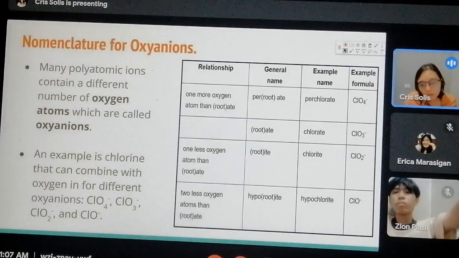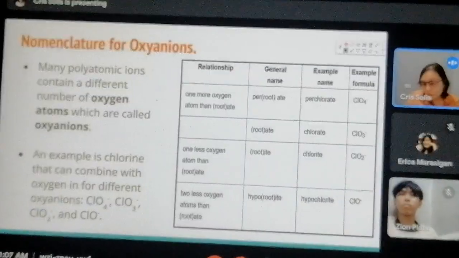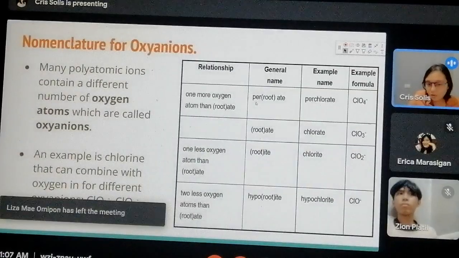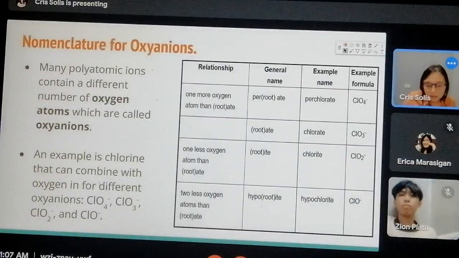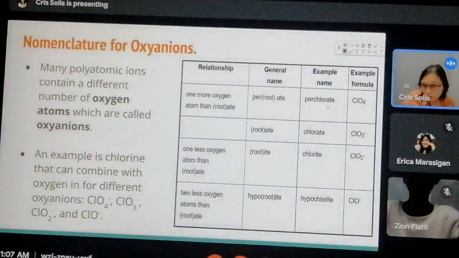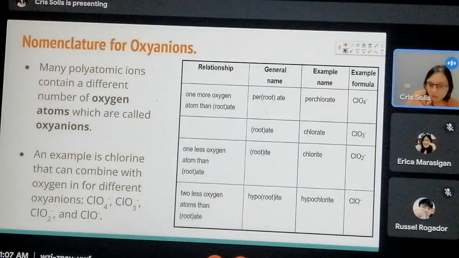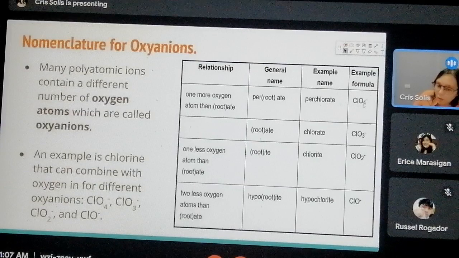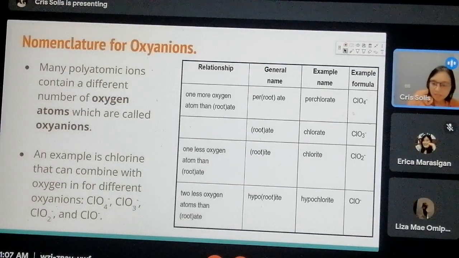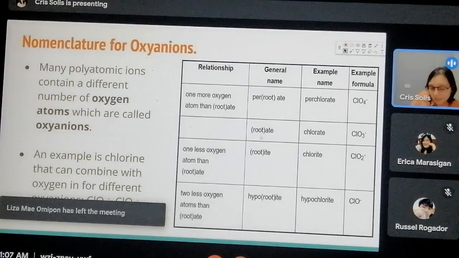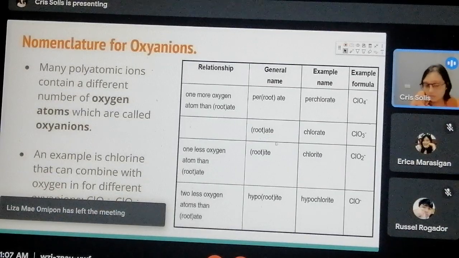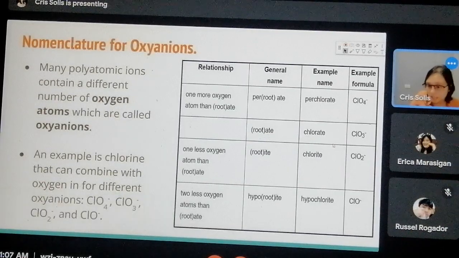For the one with the highest number of oxygen, we use per plus the root word and then ATE. So sa chlorine, the root word for chlorine is chlor. We add per and ate, kaya perchlorate. ClO4 is perchlorate. Next, second to the highest, ClO3. Since it's second to the highest, we'll just use the suffix ATE, chlorate.